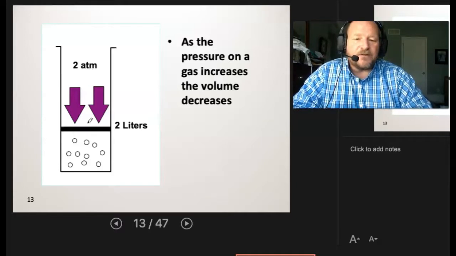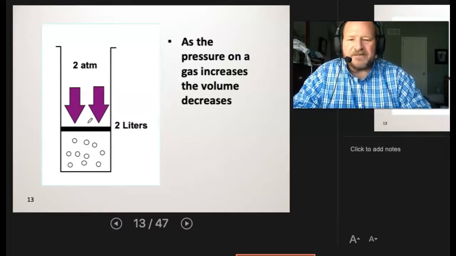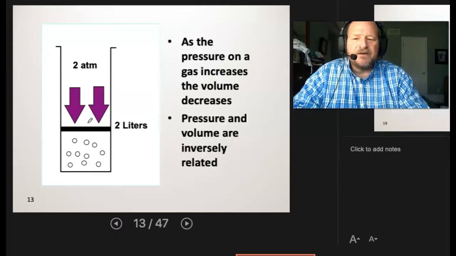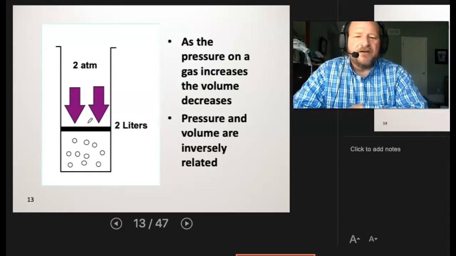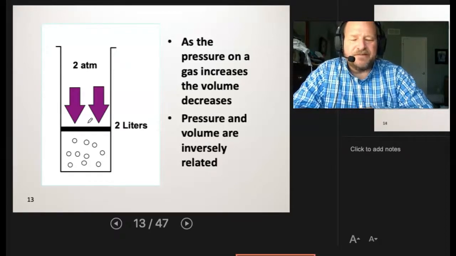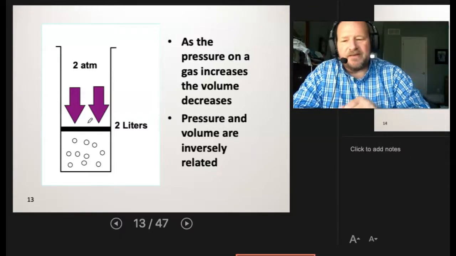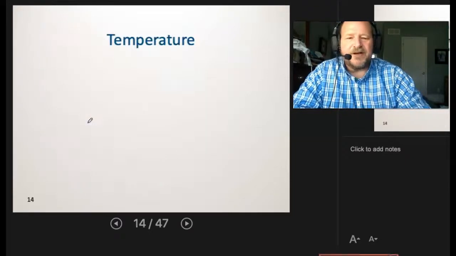Now again, that's the perfect world. That's assuming there's no friction, there's nothing else going on, there's no interactions between the gas molecules. So we're making a lot of assumptions for this theory. Now, pressure and volume then are what we call inversely related, which simply means as one goes up, the other's got to come down. Okay?